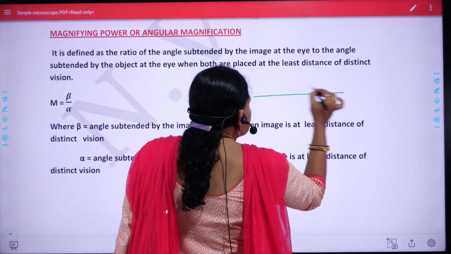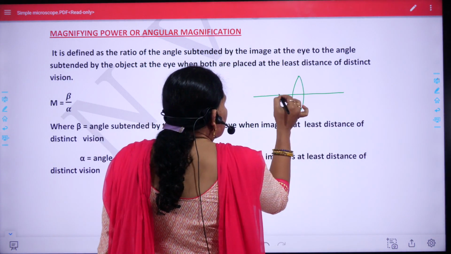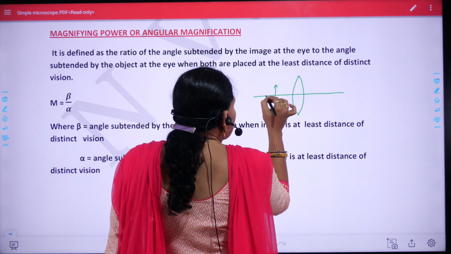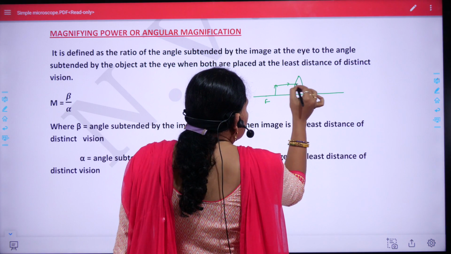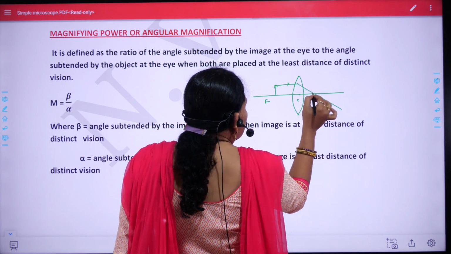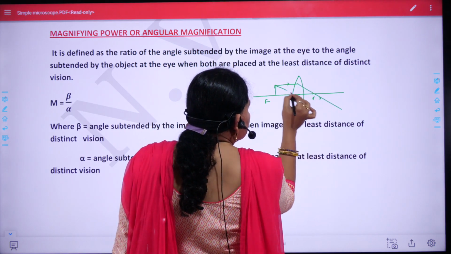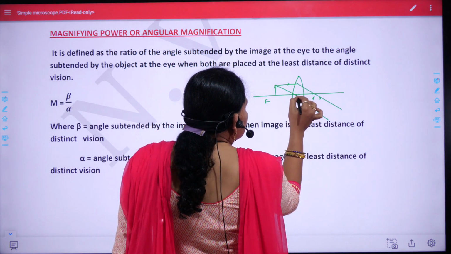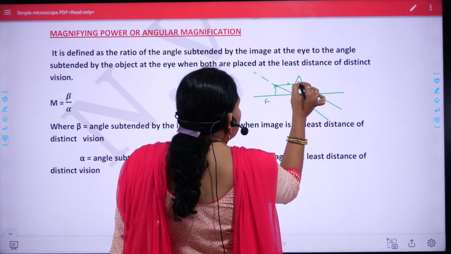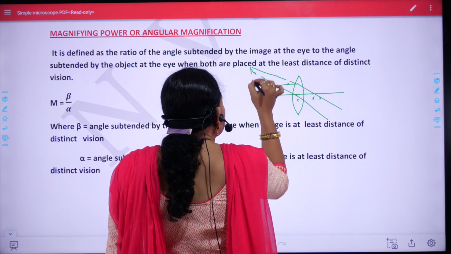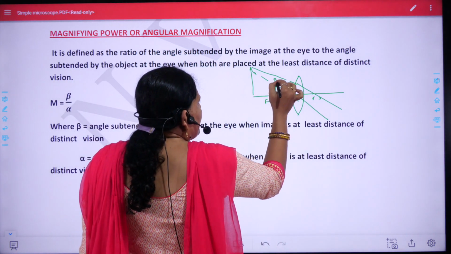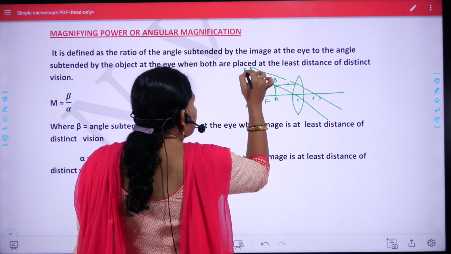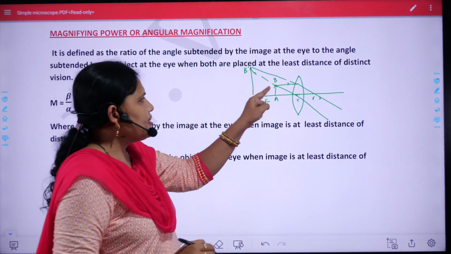Suppose this was the diagram. Here the object is kept. This is the focus, this is the optical center, and this is again the focus. These two rays are produced in the backward direction. Suppose this is AB, and this is A dash B dash.